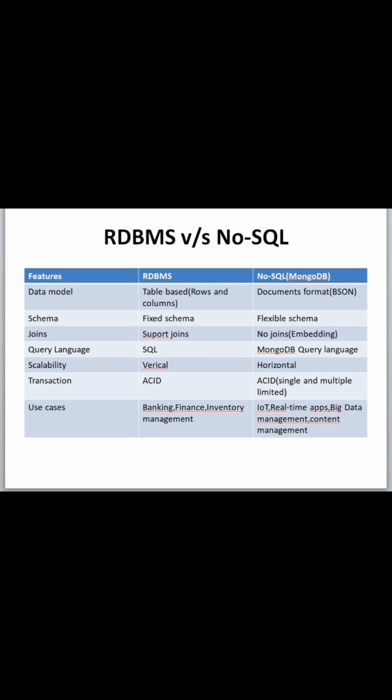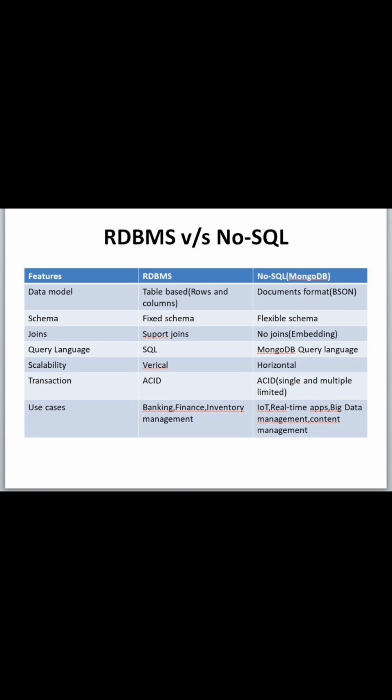Second one is schema. RDBMS has a fixed schema, meaning a structured way to store the data, but NoSQL is flexible, with no fixed structure to store the data. MongoDB stores data in the form of documents, with no structured way. Next one is joins. RDBMS supports joins, but MongoDB does not support joins because it uses embedding. Next we need to move on to the fourth one.